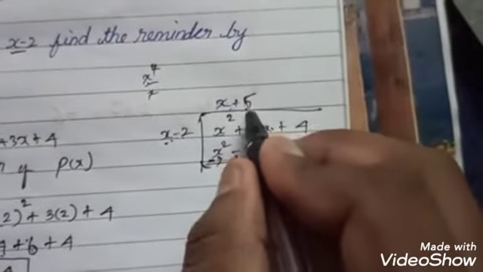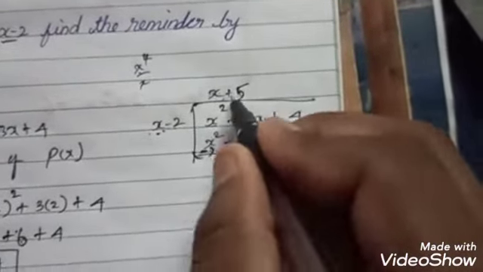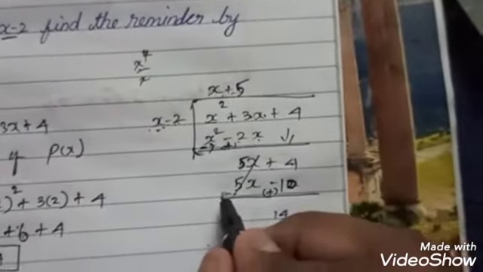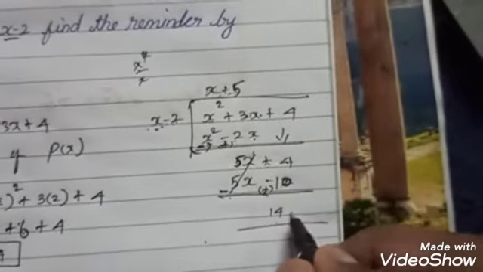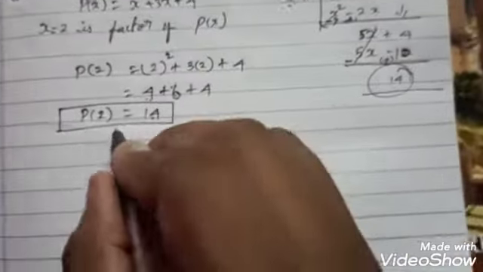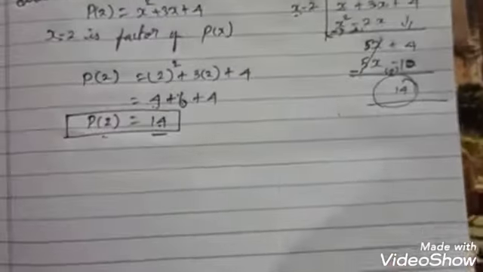So this one can be multiplied: 5 into x, 5x; 5 twos are minus 10. You change the symbol, minus plus, it becomes 0, plus 4 plus 10, you get 14. So 14 is the remainder. P of 2 equal to 14, so this one is the remainder.